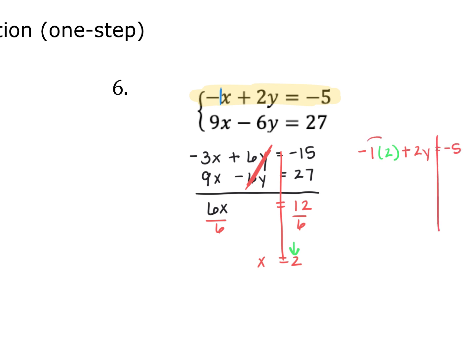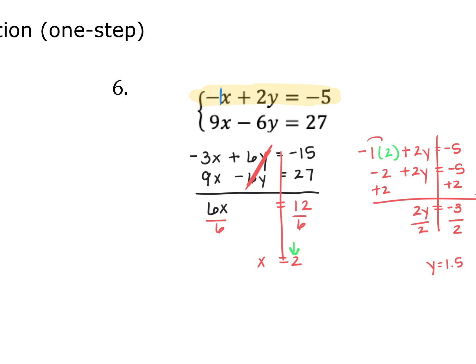First thing I'm going to do is distribute. So negative 1 times 2 is going to give me a negative 2 plus 2y equals negative 5. I want my 2y left for the last thing because that has the letter on it. So I'm going to get rid of my minus 2, so I'm going to say plus 2 plus 2. I get 2y equals negative 5 plus 2, which is negative 3. Now to get that y all by itself, I'm going to divide by 2 and divide by 2. And I get y equals 1.5.